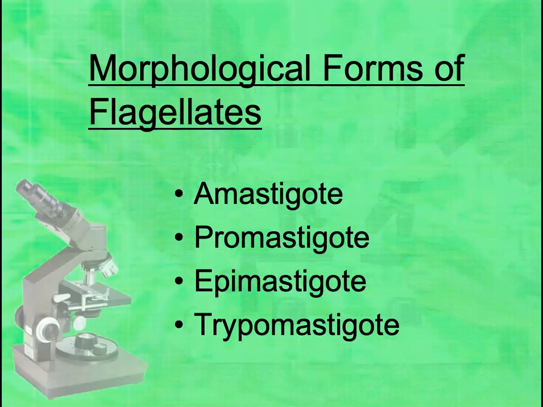The promastigote and the epimastigote are only found in the insects. So for diagnostic purposes of man, we just need to learn how to identify the amastigote and the trypomastigote. The promastigote is the form that has a flagella. But we will not see that, like I said, in the human specimens.